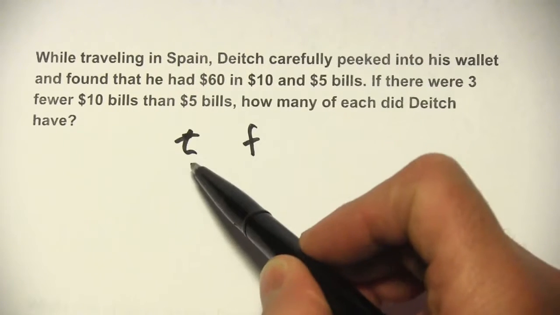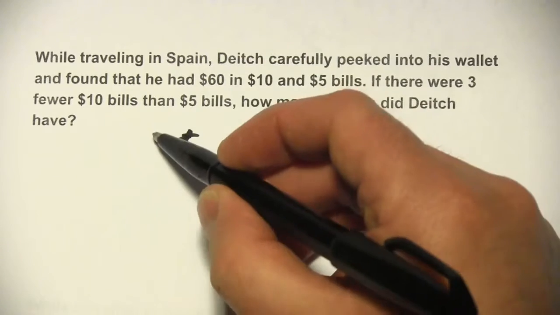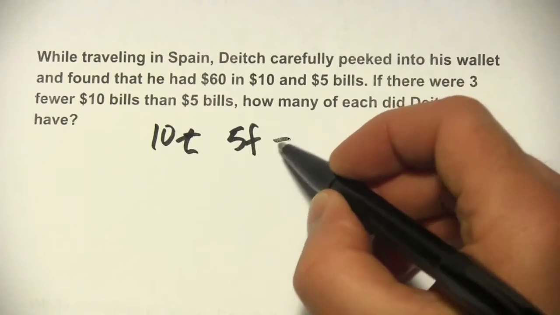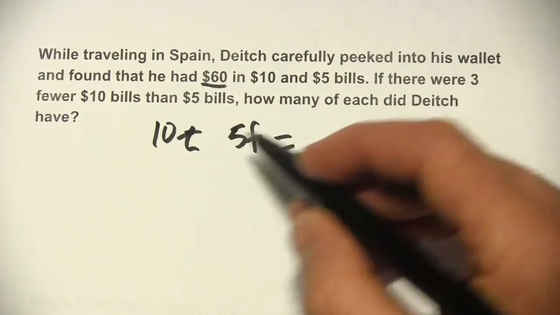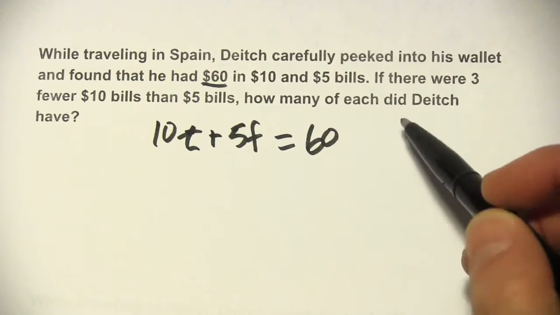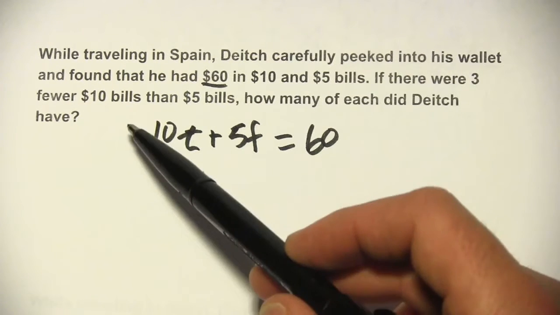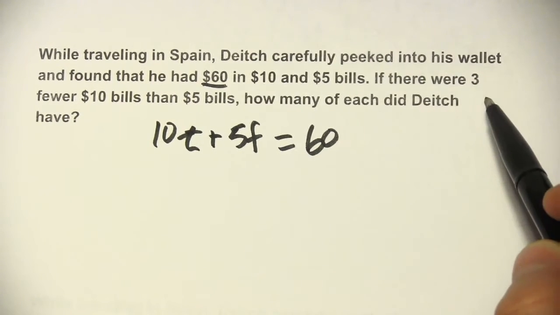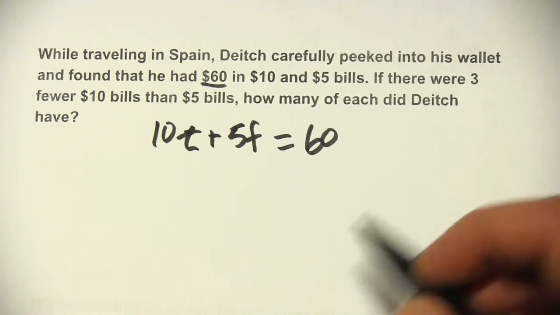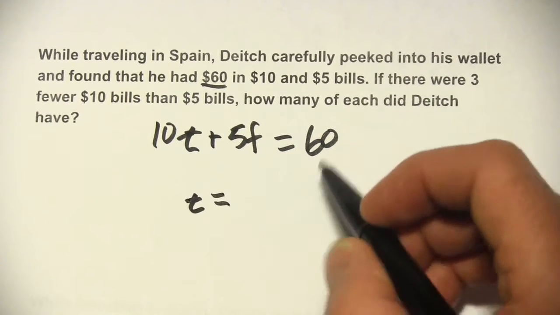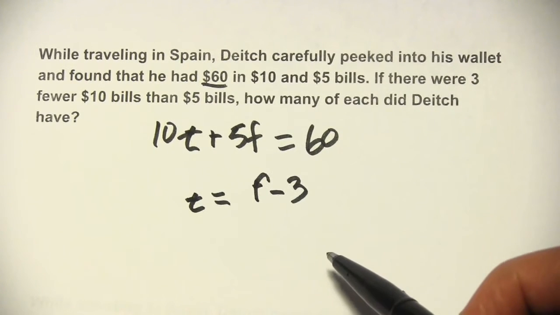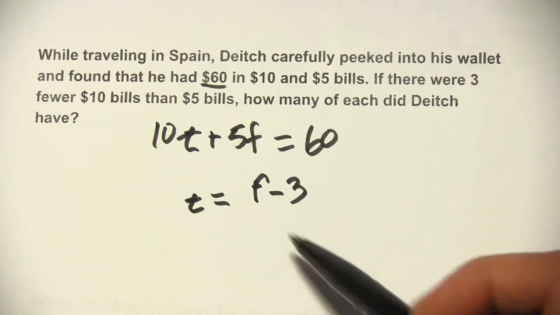So if we want to find the value, we would take the $10 bills and multiply by 10, and the $5 bills and multiply them by 5, and that would give us what they're worth. That's going to add up to 60. So we add those together, we get 60. So there's one of our equations here. It said there were 3 fewer $10 bills than $5 bills. So that's our other clue. We've got to convert that into an equation. There were 3 fewer $10 bills than $5 bills. So the number of $10 bills equals the number of $5 bills minus 3. That's 3 fewer than the number of $5 bills. So there are our two equations.